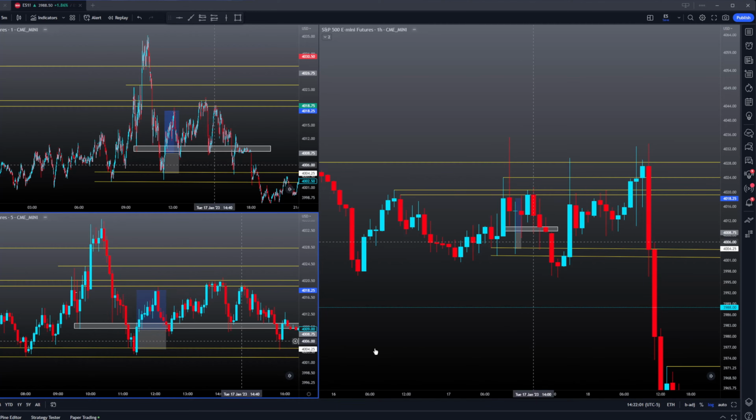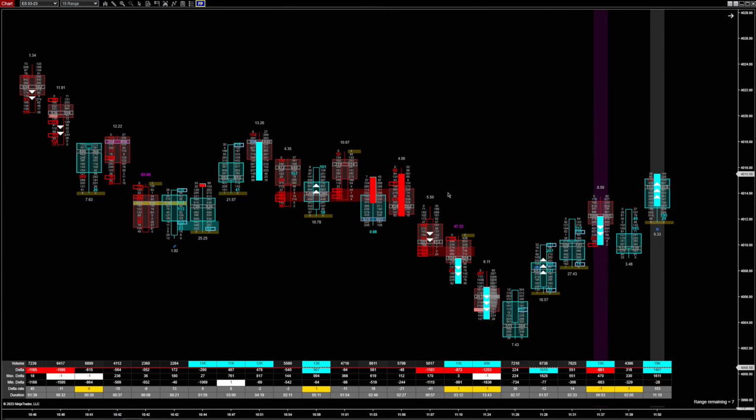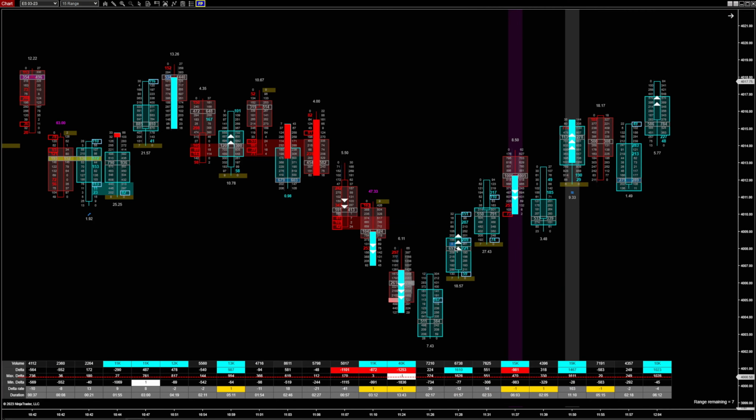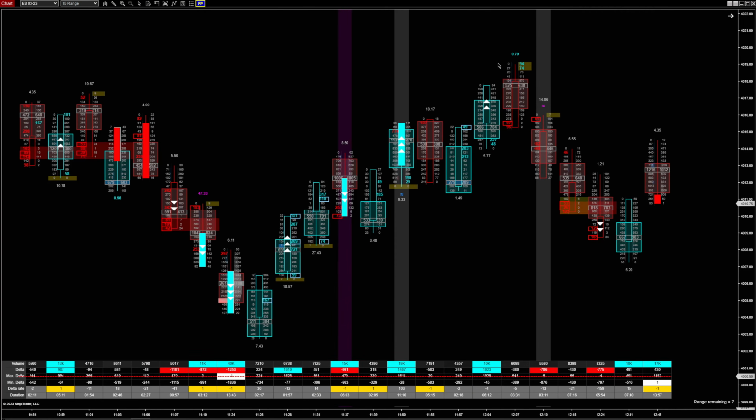Right, let me go back onto the footprint chart. We see huge negative delta pushing through that zone, right? Huge negative delta pushing through that zone. And what do we get? We start reversing to the upside. 1600 positive delta, trapping these sellers right here. And we get a push up, right? 8 points would have hit for the profit. We get that nice move up.